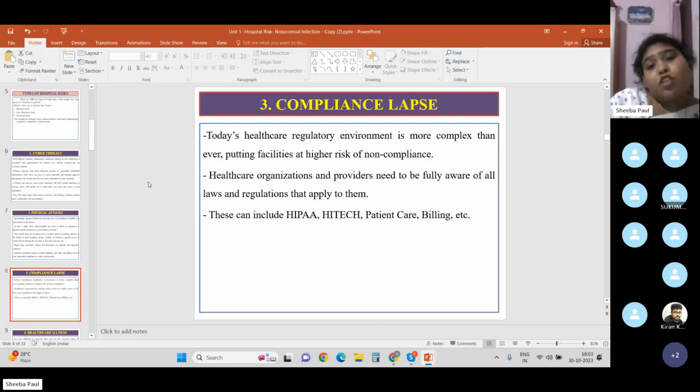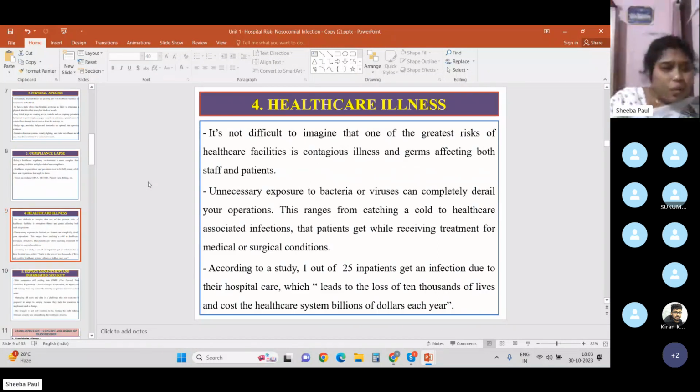And also it should be risk free for the patients. Whenever the patient gives feedback about the type of care provided, or the information given, it should be at a fully satisfactory level. Next, the fourth one is healthcare illness.